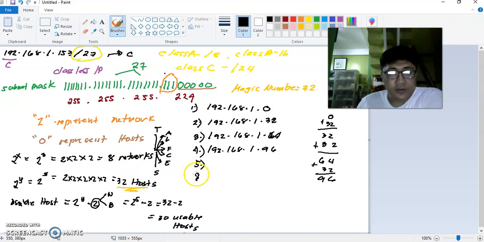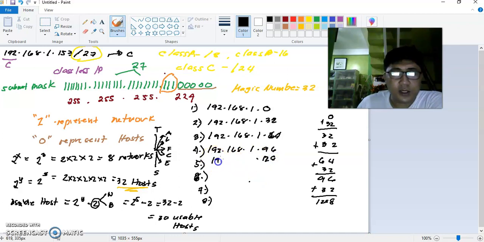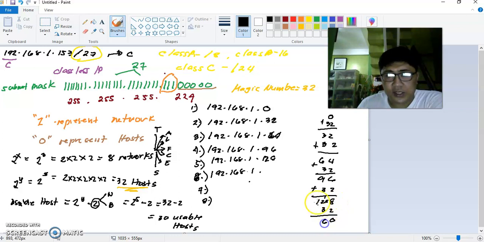Okay, the fifth one is plus 32, so you have 128. Sorry, that's 128. So, 192.168.1.128. Then plus 32 again. So, 128 plus 32, that is 0, carry 1, 6. This one, 160.